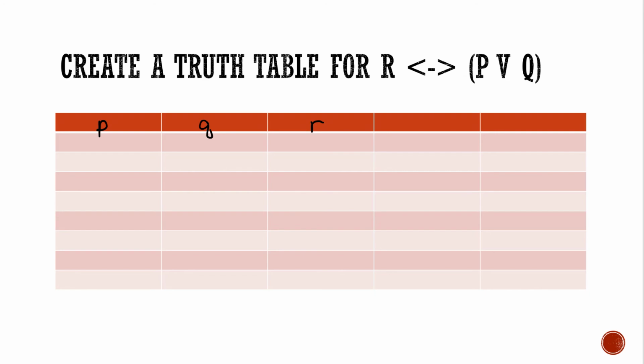Now, if you remember what we did with the two simple statements, underneath the P, we had 4 rows, and we did 2 trues and 2 falses. So we did half of them true and half of them false. Here, underneath the P, we have 8 rows. I'm still going to do half true and half false, which means that I'm going to have 4 trues and 4 falses.